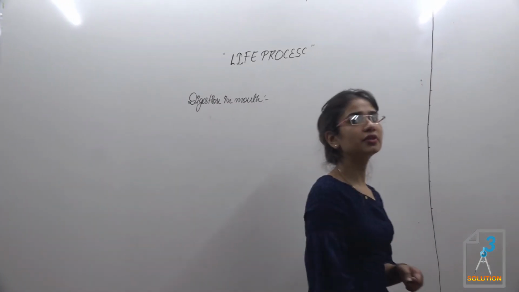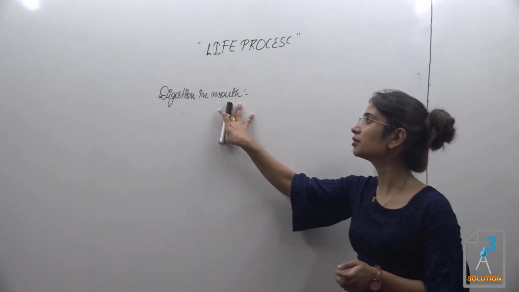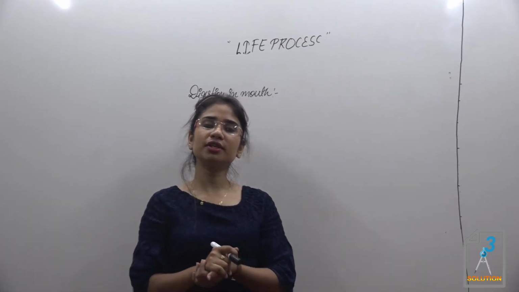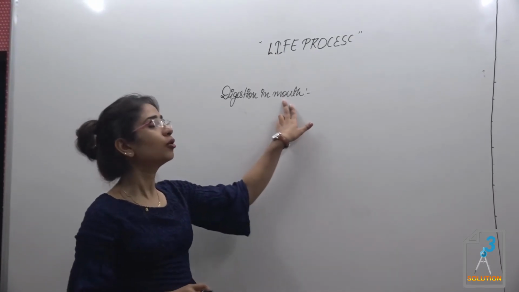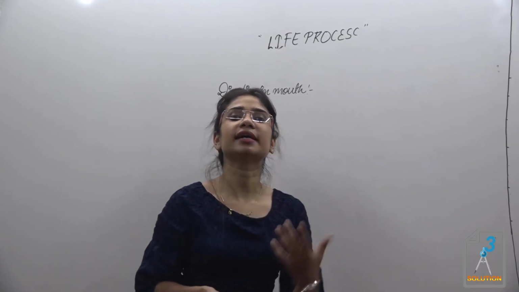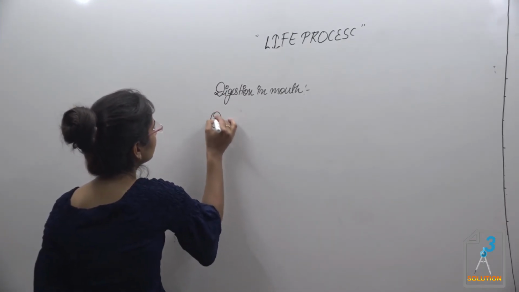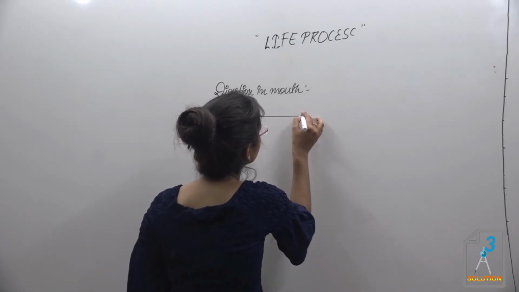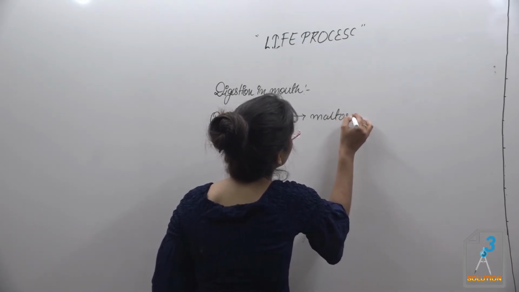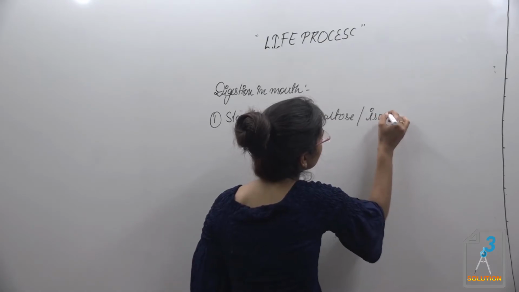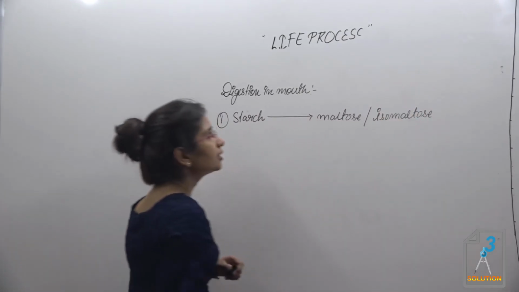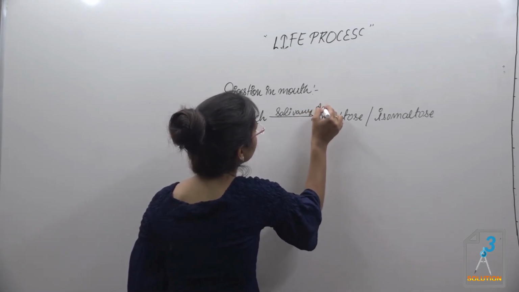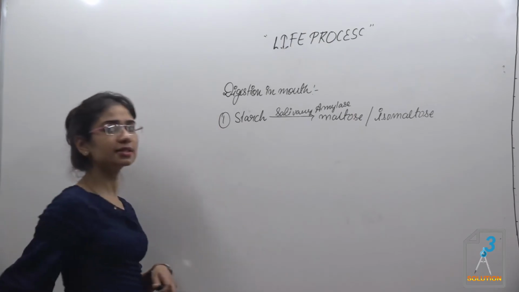Hello everyone. Today we are going to see how the different organs are responsible for the different types of digestion. Simply, we have to say which food material is digested in which part of the body. If you talk about the mouth, only one food material is digested inside the mouth, that is starch. The starch inside the mouth is broken down into maltose and isomaltose by the enzyme salivary amylase.